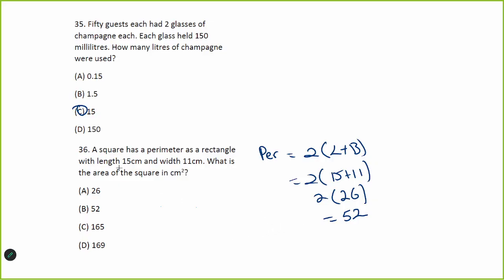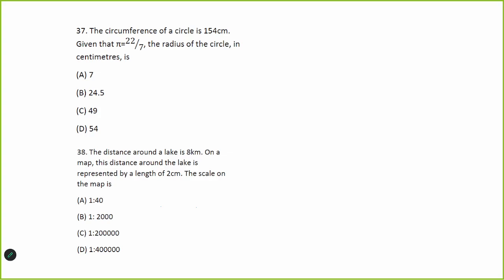They said the perimeter of the square, the square is a rectangle, so the perimeter of the square is 52. So 4 times side is equal to 52, so the side is 52 divided by 4, which is 13. Then the area would be the side times 13, which is 169.